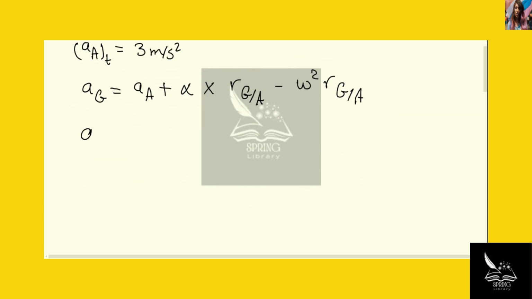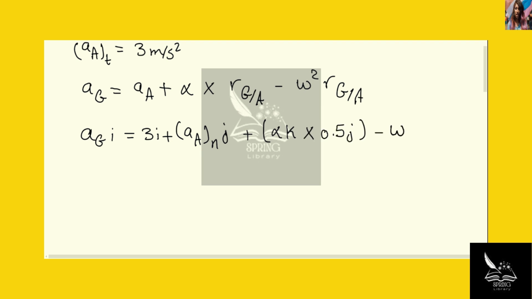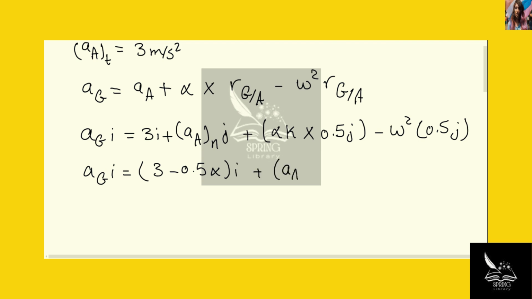By substituting, we will get Ag in I direction equals 3I plus AA in N direction J plus alpha K cross 0.5 J minus omega square multiply 0.5 J. If we simplify this, we will get Ag of I equal 3 minus 0.5 alpha in I direction plus A of N minus 0.5 omega square in J direction.